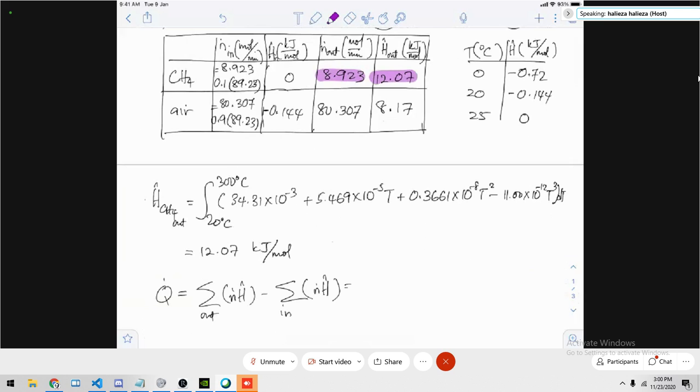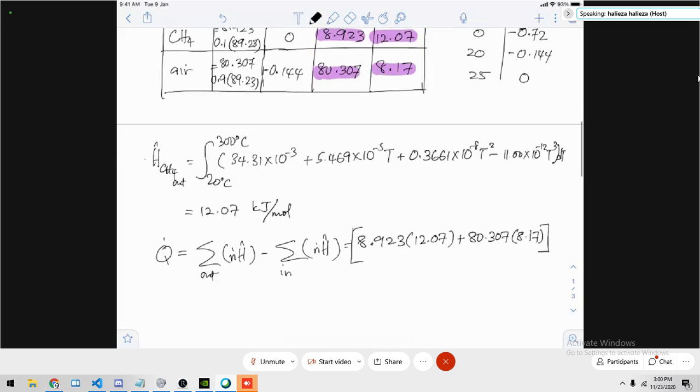Methane times its corresponding enthalpy, 8.923 times 12.07, plus the value for air and its corresponding enthalpy, 80.307 times the corresponding enthalpy. That's the outlet minus the inlet.